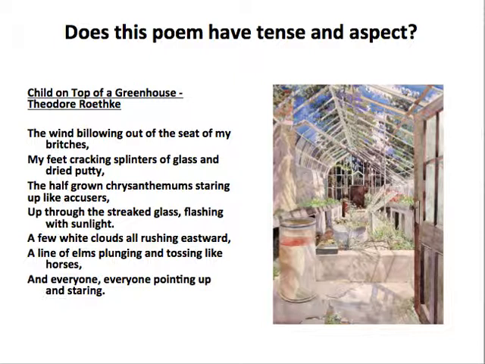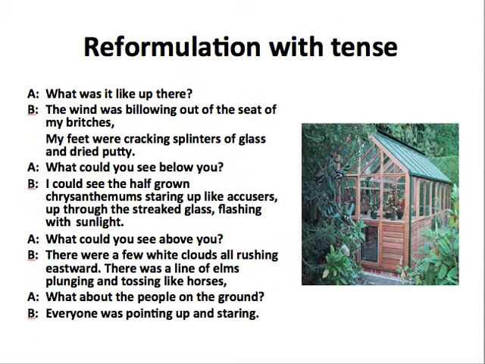What we can do, of course, is reformulate this particular poem with tense. I put it in the form of a dialogue here. What was it like up there? The wind was billowing out of the seat of my breeches. So now was is the tense marker. Now it has tense. My feet were crackling splinters of glass and dried putty.